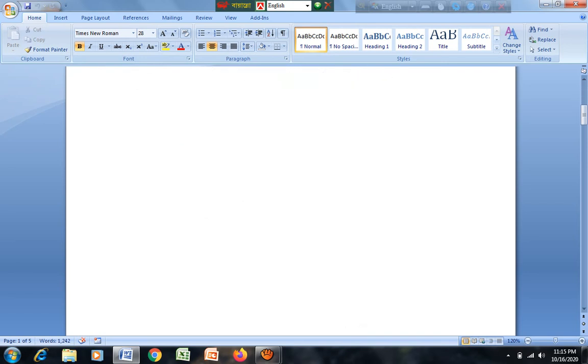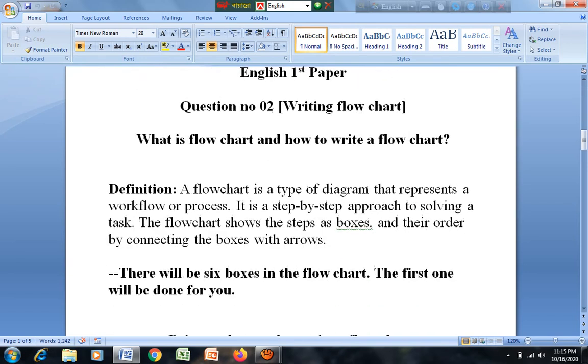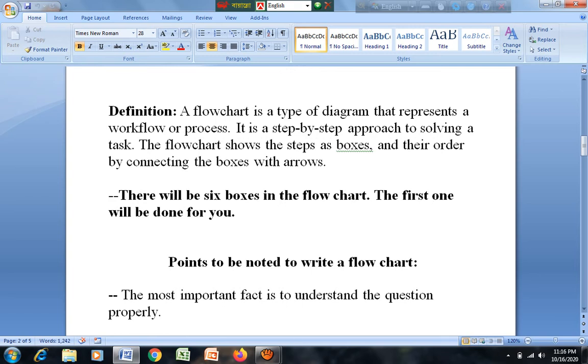I am before you with my second class and I am going to tell you something on writing flowchart. Item number 2 from English first paper. We will try to clarify what a flowchart is and how you can write a flowchart properly. So learners, let us see the definition of flowchart.